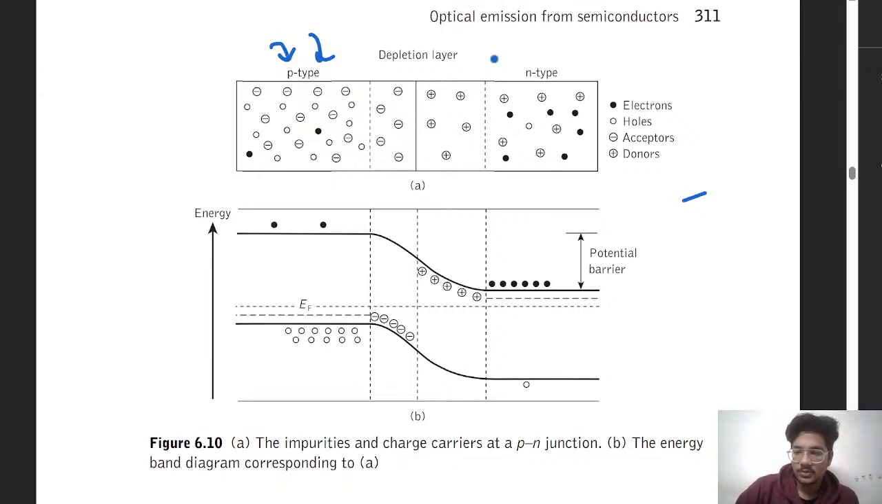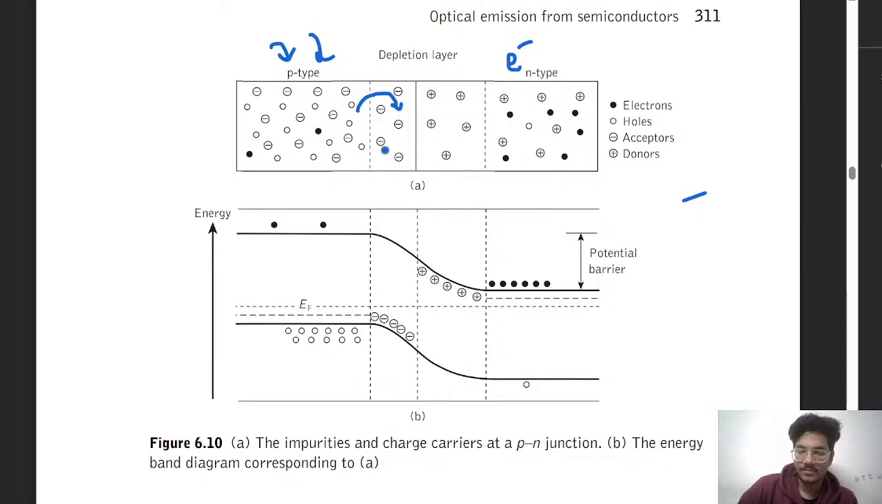So electrons from the n side diffuse to the p side, and holes from the p side diffuse to the n side. They recombine, leaving behind a fixed charge ion.